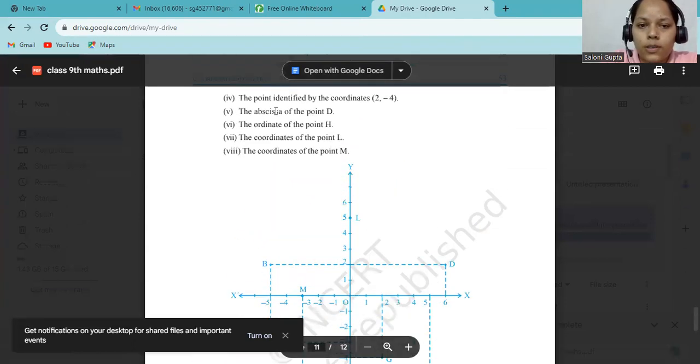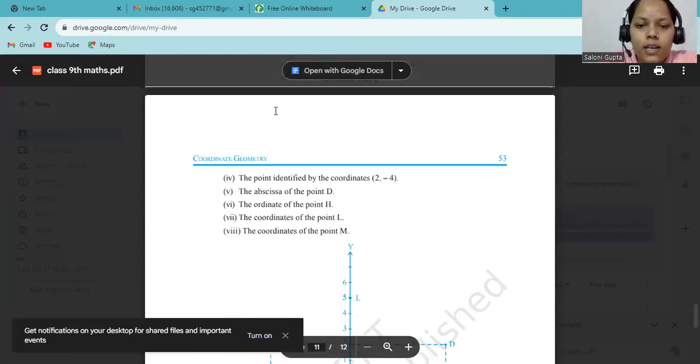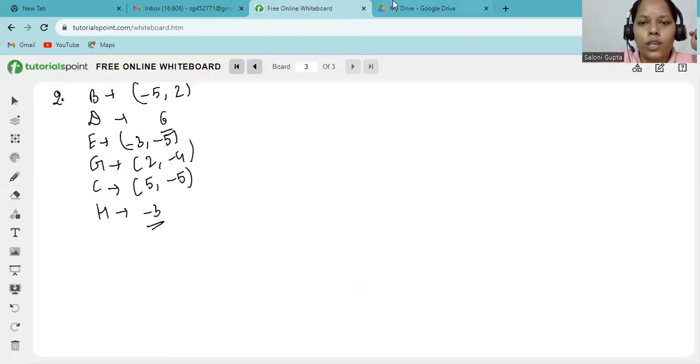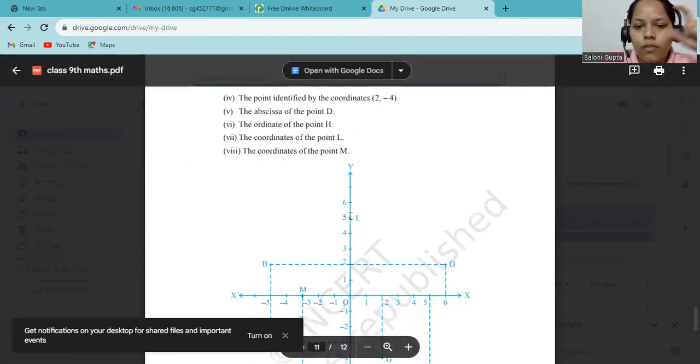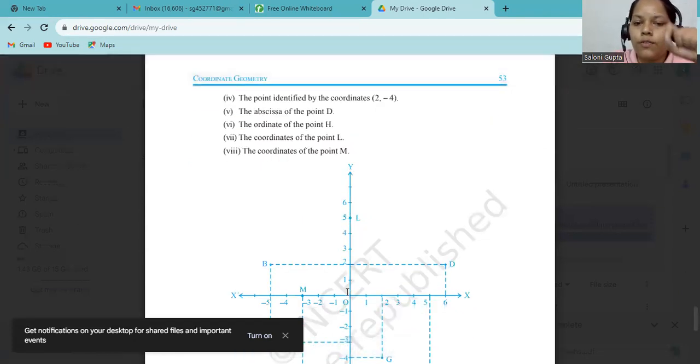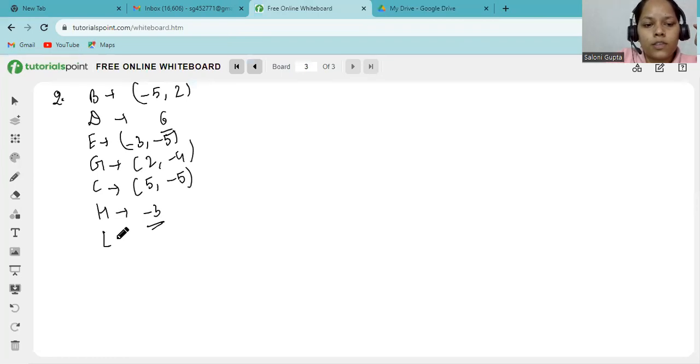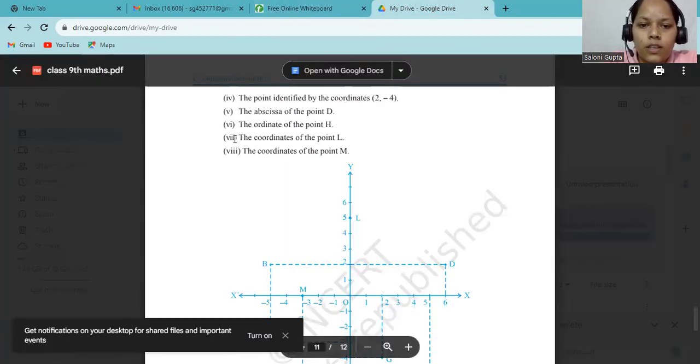And then after that, you can see the coordinate of the point L. This is on the y-axis only, so the x coordinate will become 0. So this will be 0, comma 5. And we always write our coordinates in the bracket. This we have done.